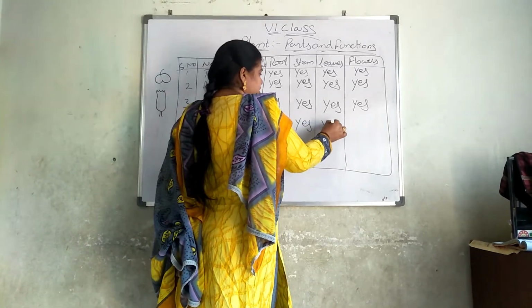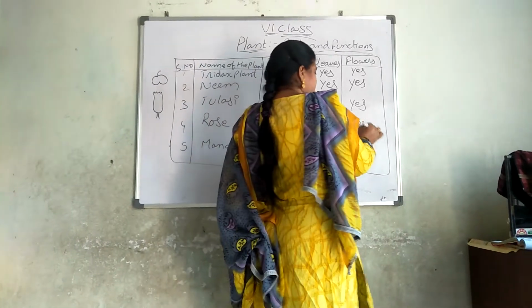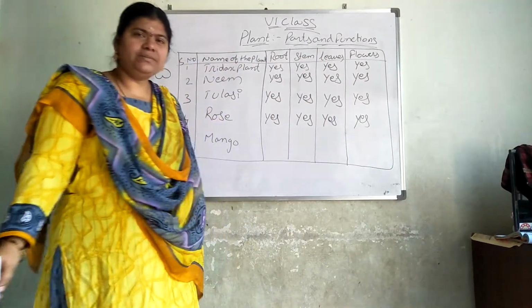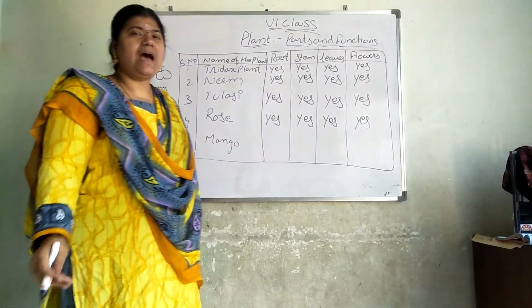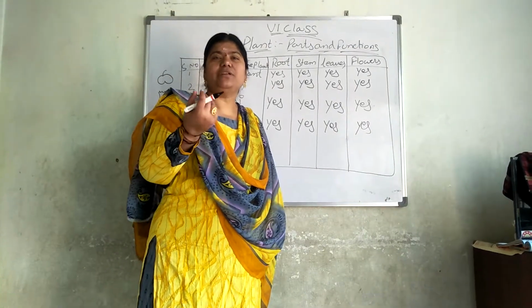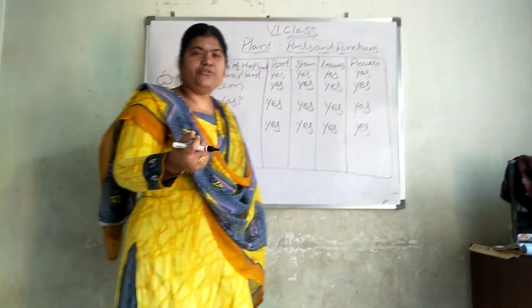Is it having leaves? Yes. Is it having flower? Yes. Is it having fruit? No. It will have only buds. The buds will be converted into flowers, but you cannot see any fruit there.